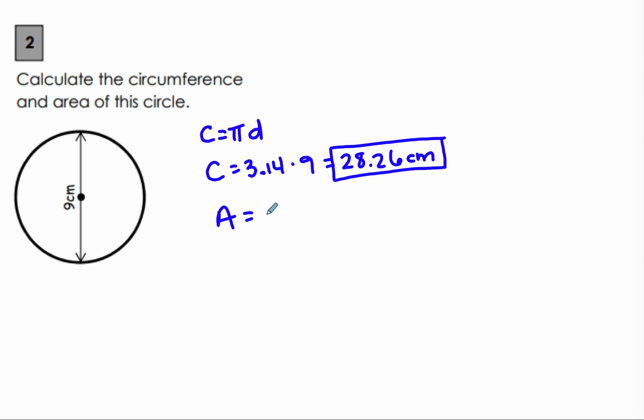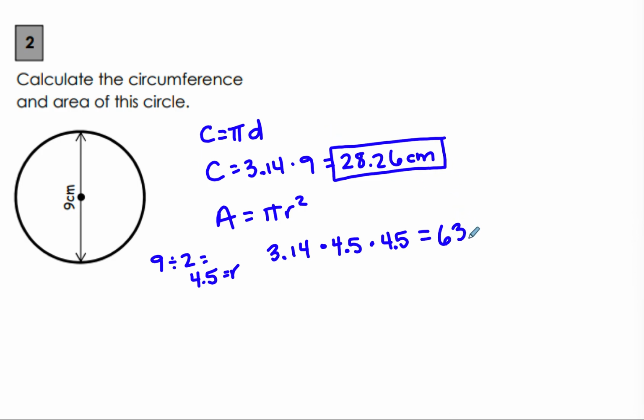Okay, area equals pi times radius squared. So we're doing 3.14. Ooh, I need to find my radius. Going over here to do that. 9 divided by 2 gives me a radius of 4.5. All right, so 3.14 times 4.5 times another 4.5. And let's see what that is. 3.14 times 4.5 times 4.5 gives me 63 and 585 thousandths centimeters squared.